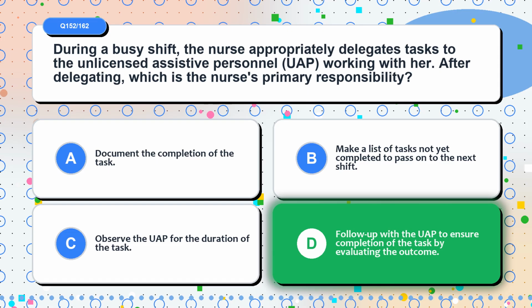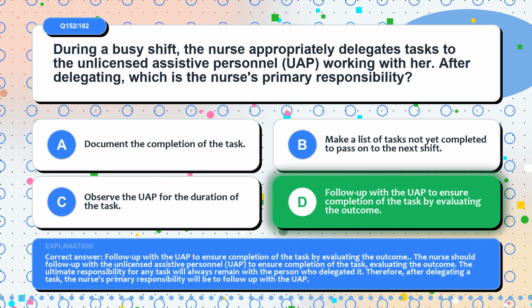The correct answer is option D. Follow up with the UAP to ensure completion of the task by evaluating the outcome. The nurse should follow up with the unlicensed assistive personnel (UAP) to ensure completion of the task, evaluating the outcome.